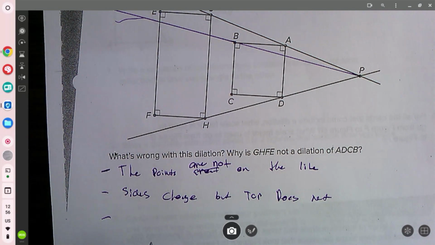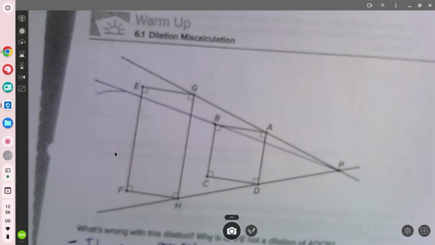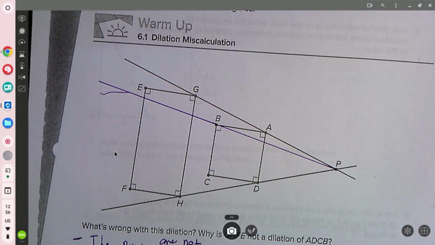Transformation of E isn't a square. It's not a square, right? It changes the shape. And isn't the definition of dilation that the shape stays the same, but the size doesn't? Okay, so these are all good reasons as to why we do not have a correct dilation. Awesome job on that, guys. Okay, so we're starting to recognize when we should see dilations, when we have a wrong dilation, okay? So great job on that.